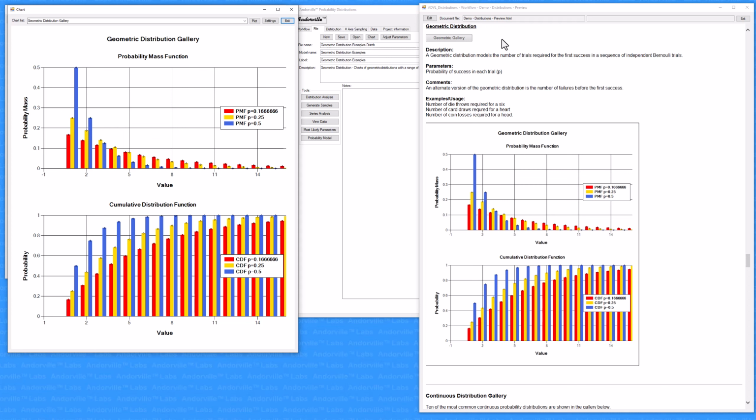Three examples of the geometric distribution are shown on the chart. In red, the distribution corresponds to the number of die throws required for a 6. In yellow, the number of card draws required for a heart. And in blue, the number of coin tosses required for a head.